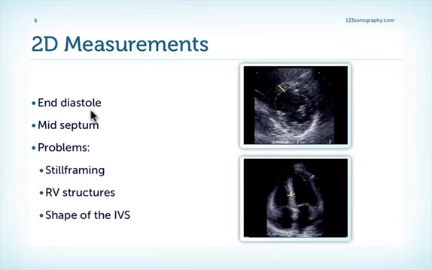Remember, we measure at end diastole. We should measure the mid-septum, and beware of problems such as the still framing problem, where you do not use really an end diastolic frame, and thereby you could overestimate the thickness of the septum. RV structures could come into your field of measurement, and this would also lead to overestimation, very similar to what happens in M mode. And the shape of the septum can cause problems because the thickness is not the same in all regions, proximal, mid, and distal.